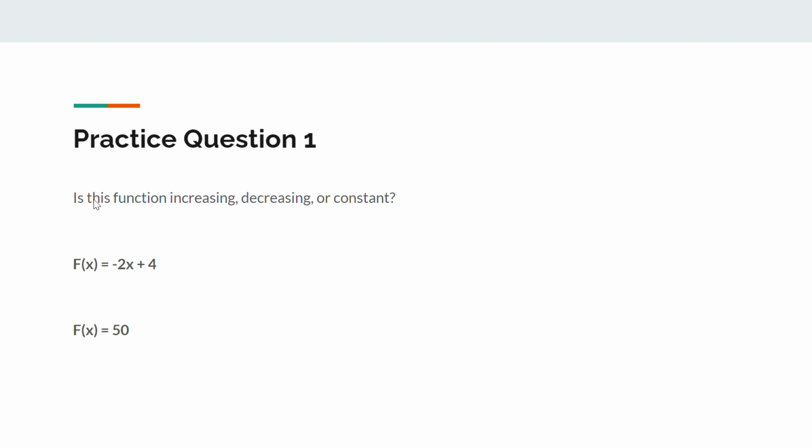Here's your answer. The first one is decreasing, and the second one is constant. Wait. Oh, this should be decreasing. I don't know why it says increasing, but this should be decreasing and constant, because the slope of this function is -2, so it should be decreasing. And because there is no slope, or the slope is 0, the second function is constant.